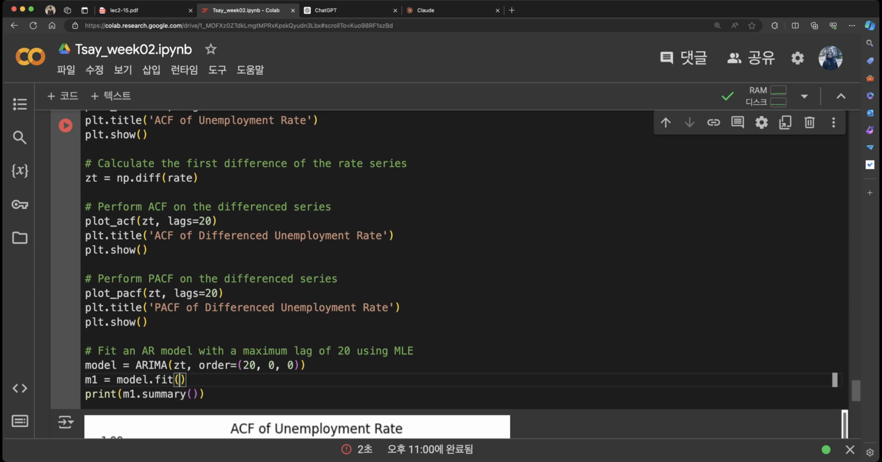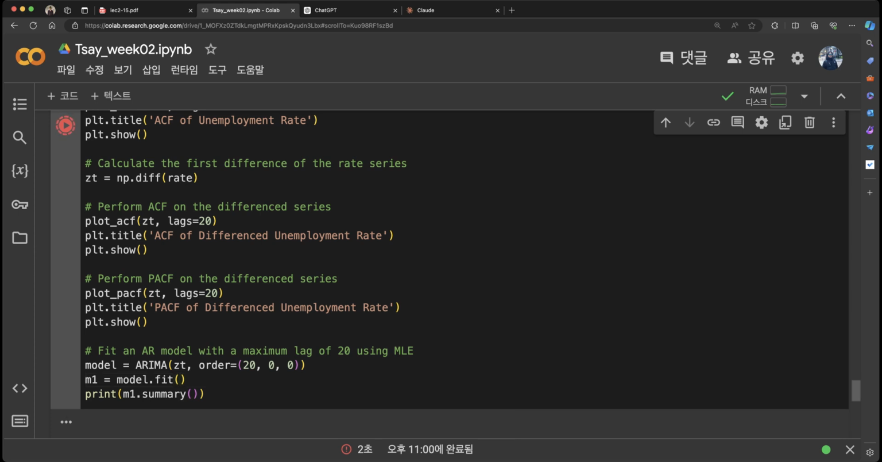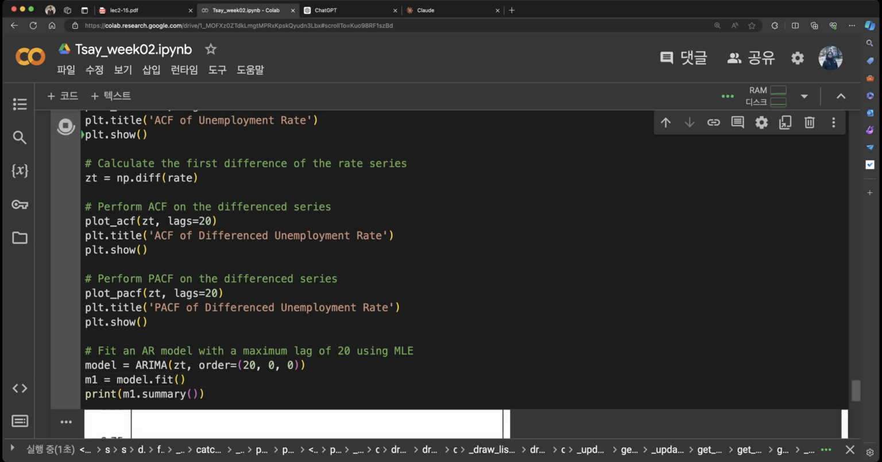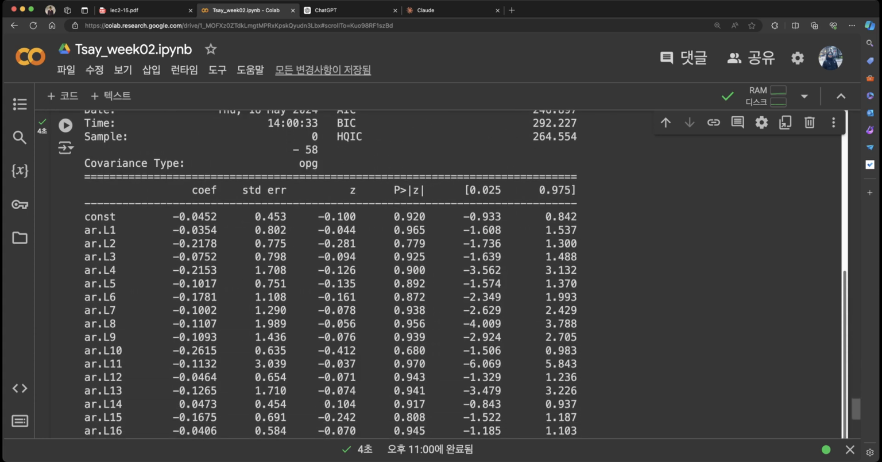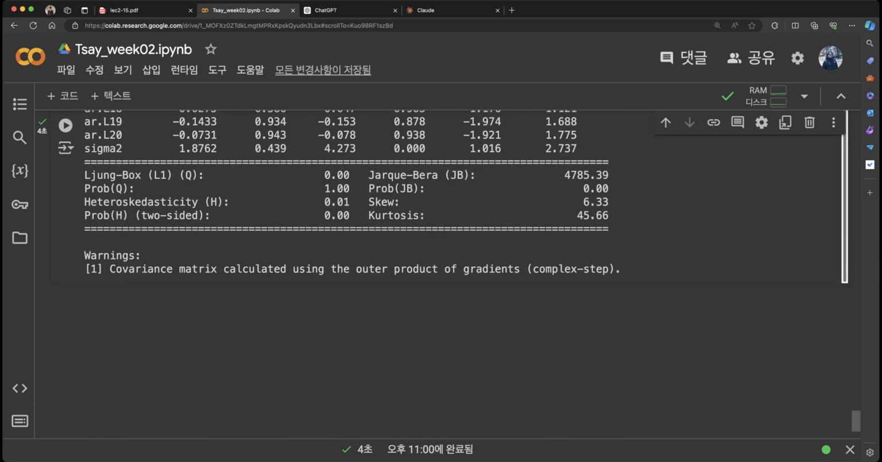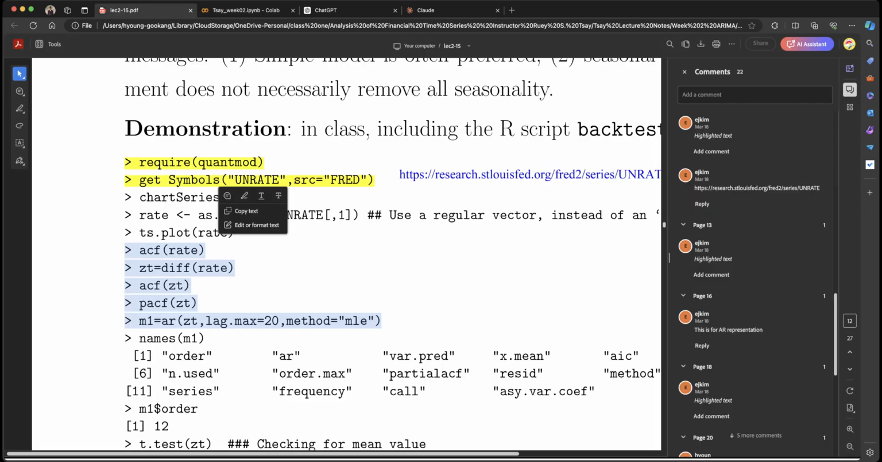In model fit, we can simply delete this one. Okay, yeah, nice, great. It looks perfect. So anyway, in this way, you can now use either Claude or ChatGPT. You can transform this R code.